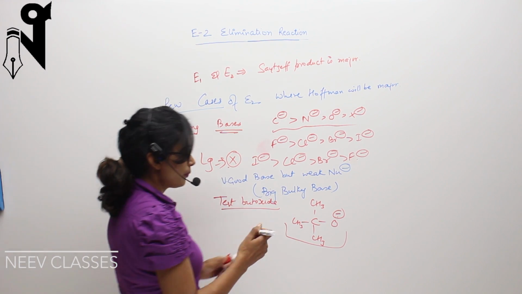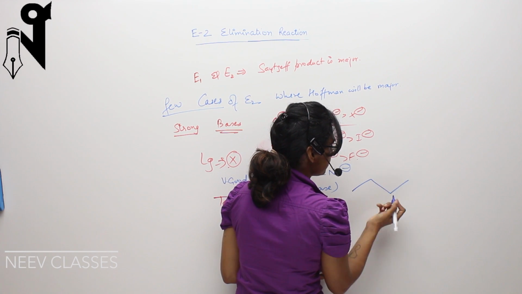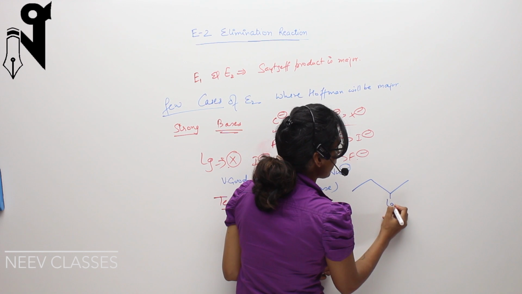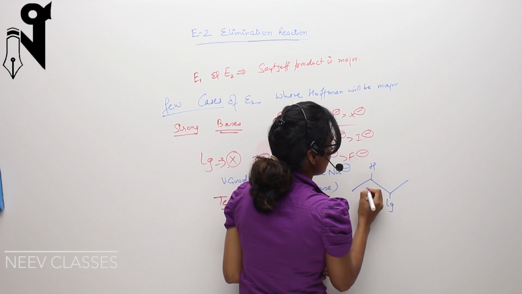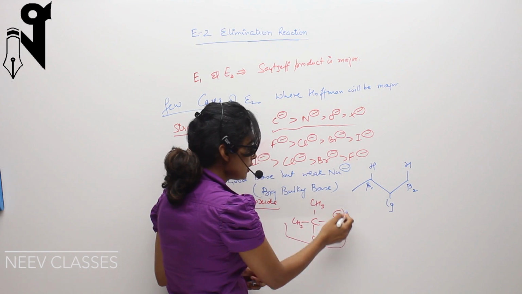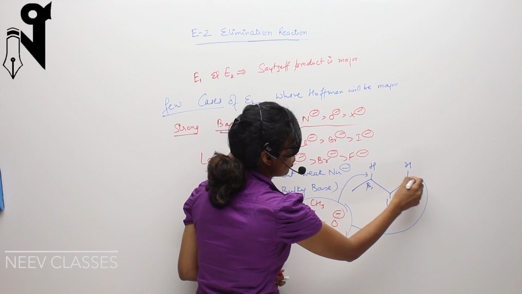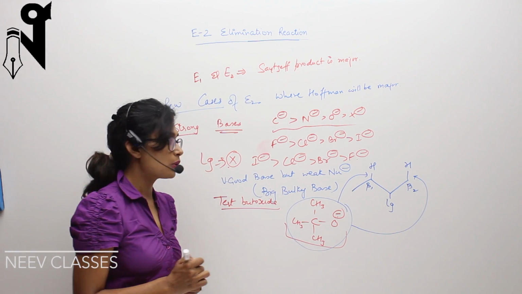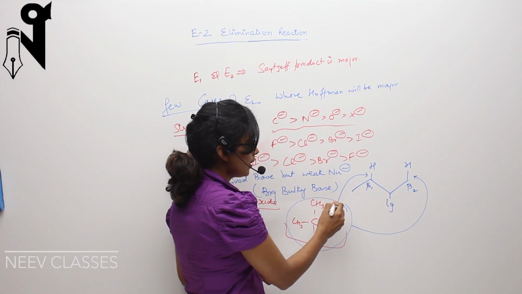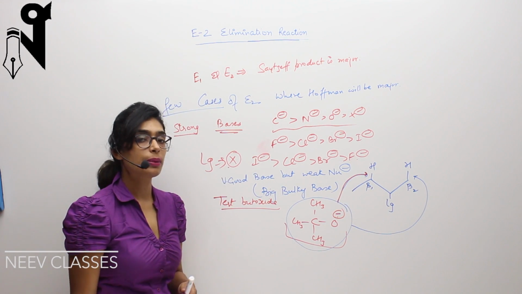So for example, let's take the structure like this. Okay, this is my leaving group, and this is my beta 1 hydrogen, and this is my beta 2 hydrogen. Now this base has to go and attack either this hydrogen or this hydrogen. It has two possible options. Now what will happen when this base tries to abstract the hydrogen on beta 1?